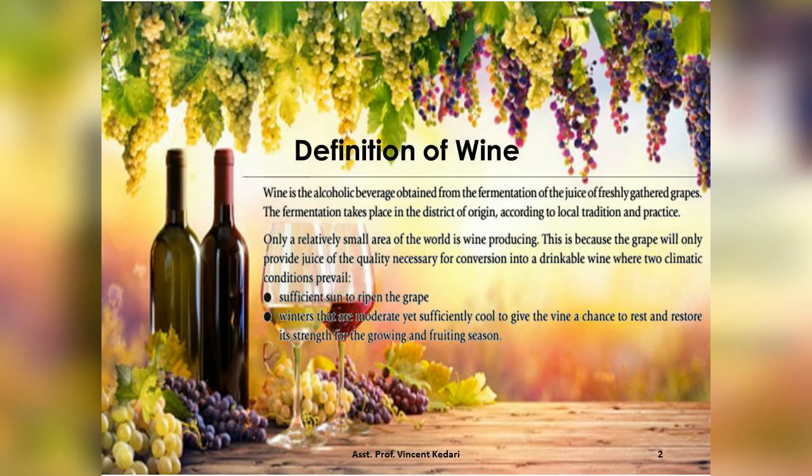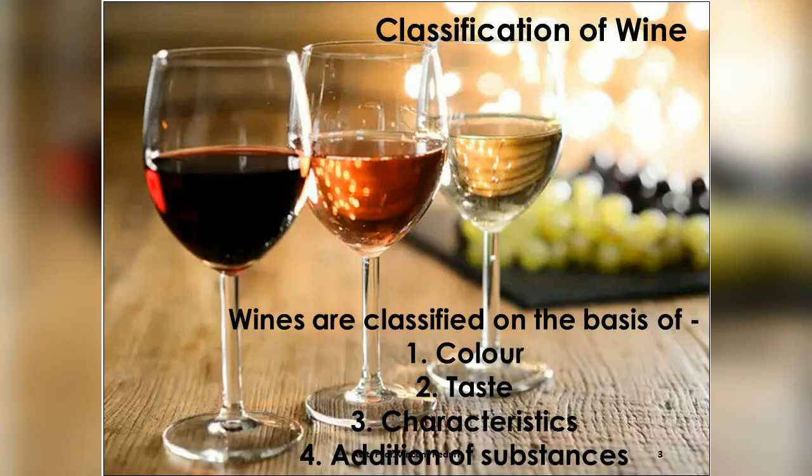Now we go ahead with the classification of wine. As I mentioned, wines are classified on the basis of color, taste, characteristics and addition of substances. Now when I say color, you can clearly see in the picture I have shown three types of wines over there. One is red, one is pink and the other is white. So basically you can classify the wines as red, white or pink.